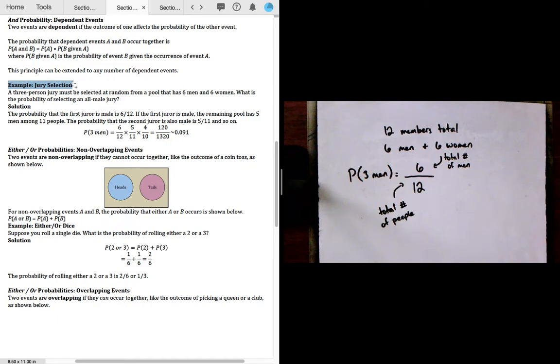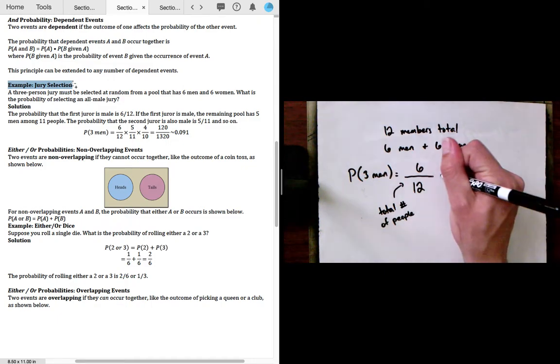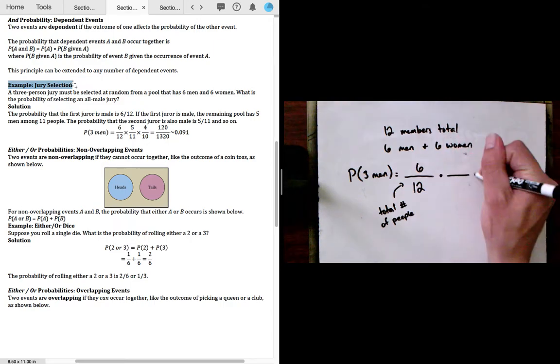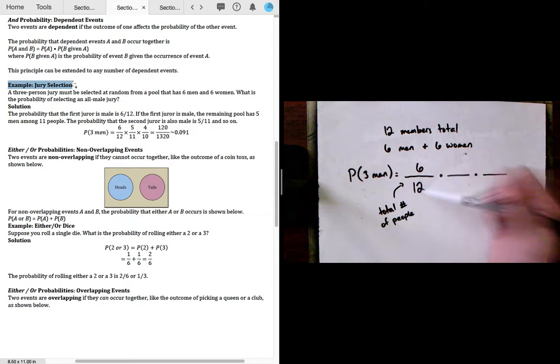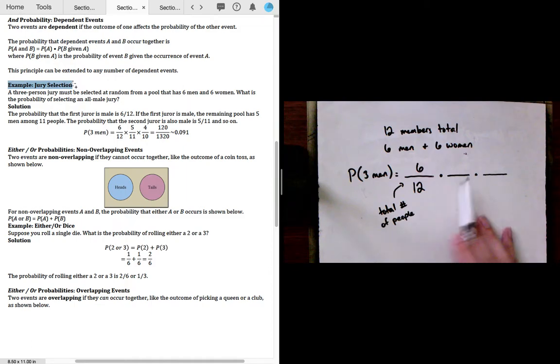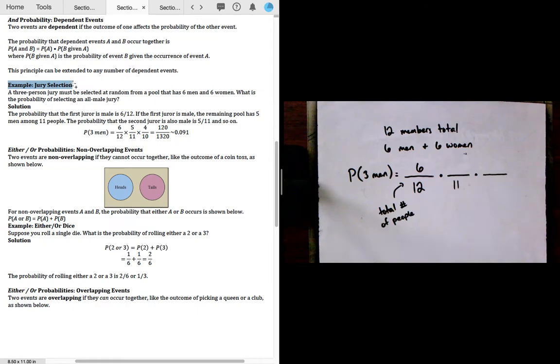So let's make 2 more fractions here. Next to it, I'll make another fraction, and then I'll make another fraction where I can calculate the probability of the second choice and of the third choice. Now I just chose one of the men out of the 12 members total. So now I remove that person from the list, and in the second choice, I only have 11 members to choose from because one has already been chosen.